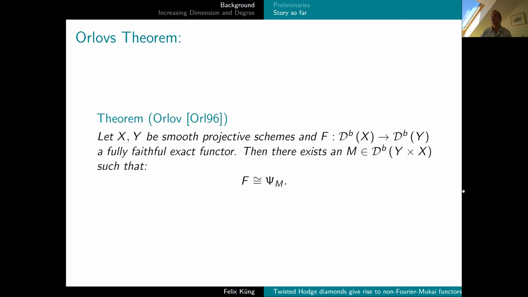And it gets even worse, because Orlov proved a very famous theorem: if you have smooth projective schemes and a functor between the bounded derived categories, then as soon as it's fully faithful, it is already Fourier-Mukai. And it gets even worse, because one can prove that in these settings it suffices to be full, because as soon as your functor is full, it becomes already faithful and you're done. So after that, it was believed that maybe all of the functors are Fourier-Mukai.